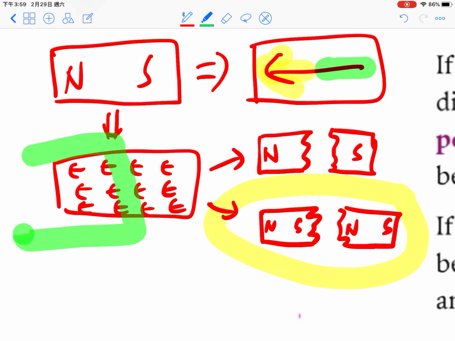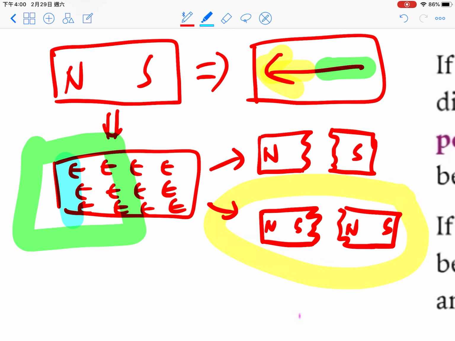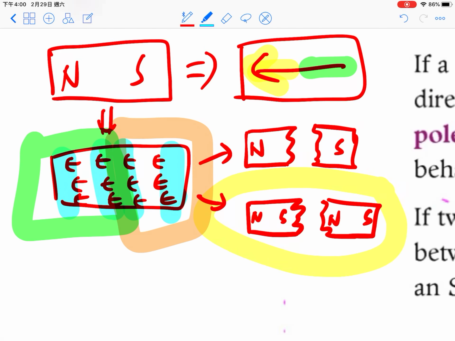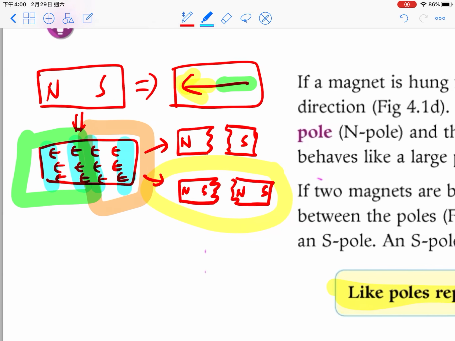You can see this part consists of north pole and then south pole. And the other part, similarly, we have north pole and also south pole at the back, right? So we know the structure of a magnet will be this. But how about a non-magnet? So we come back to the story of magnetic material.